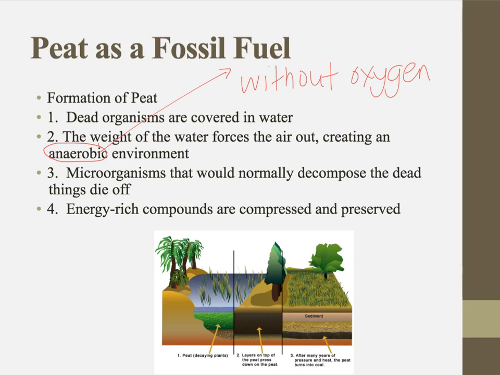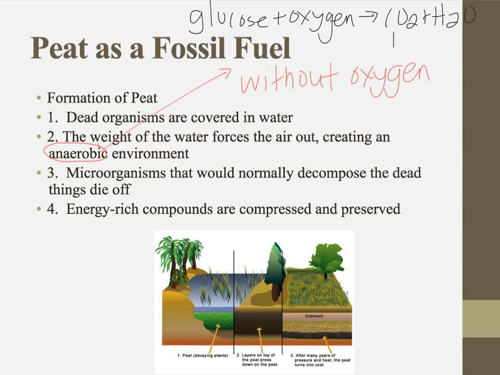Anaerobic means without oxygen. Well, without oxygen, things can't decay. So detritivores, saprotrophs, decomposing bacteria, all of those things rely on the process of cellular respiration. And again, cellular respiration is glucose plus oxygen gives us carbon dioxide and water plus a whole lot of energy release. If we don't have oxygen, then we can't do this process. And if we can't do that process, then we can't break down that organic matter. So that stuff just kind of sits there.